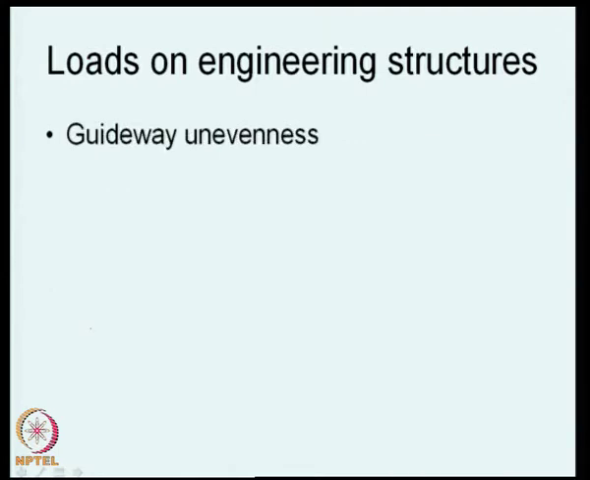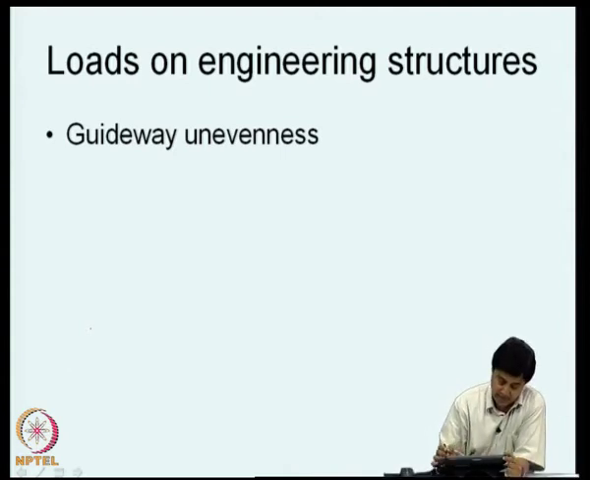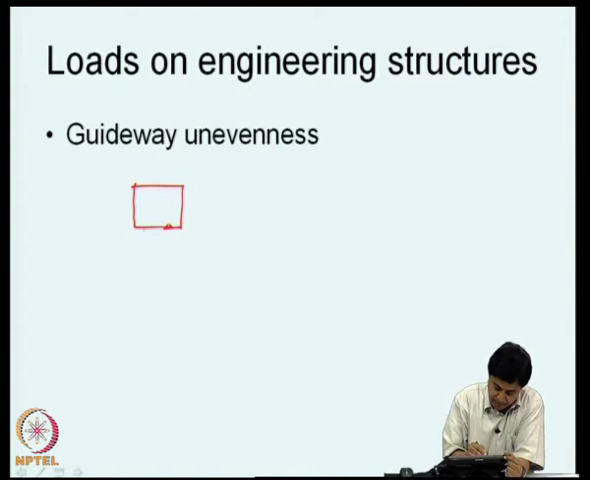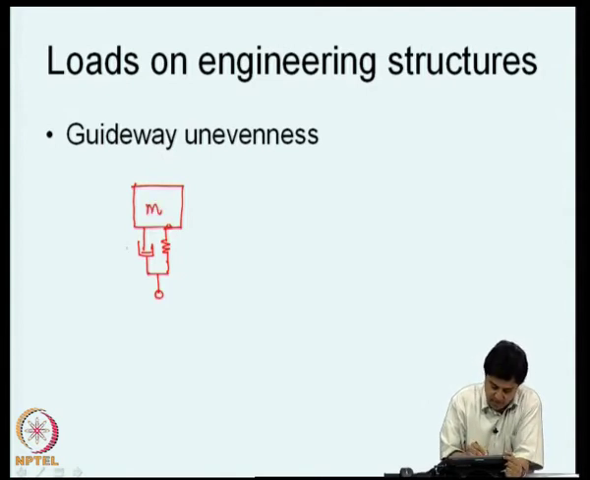Let us look at vibrations due to guideway unevenness. So, here what we do is, let us consider a simple model for a vehicle. This is one of the simplest models for vibrating systems. This is the mass element, this is a damper element, this is a stiffness element, and this is the wheel of the vehicle, this is the mass of the vehicle, and we assume that the vehicle oscillates in the vertical direction.